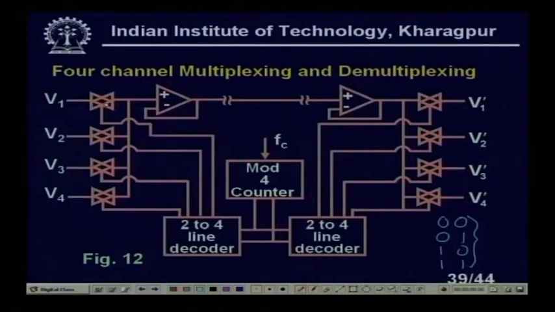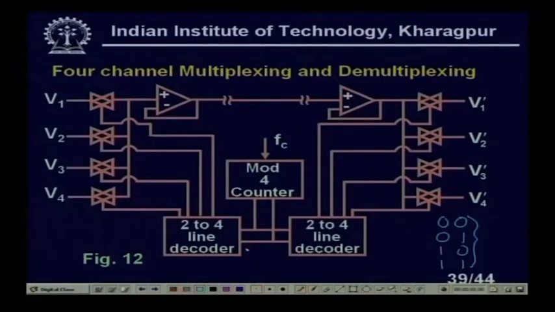So this gate will be selected when all other gates are deactivated. When this is on, this will be off, right, and when 0 1 is there, V 2 will be selected. When 1 0 is there, this signal will be selected, and when 1 1 is there, this signal will be selected, right. The same signal should go to the output also. So this is basically the 2 to 4 line decoder.